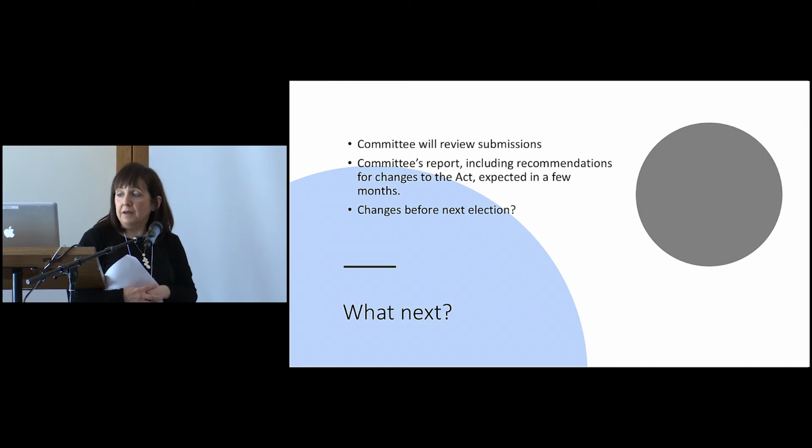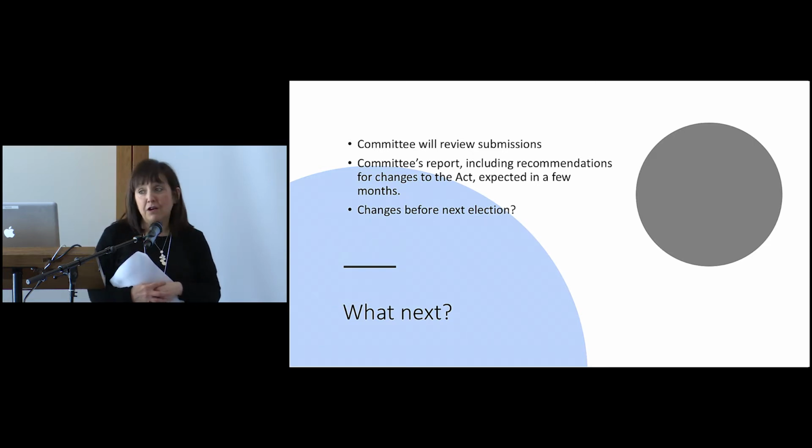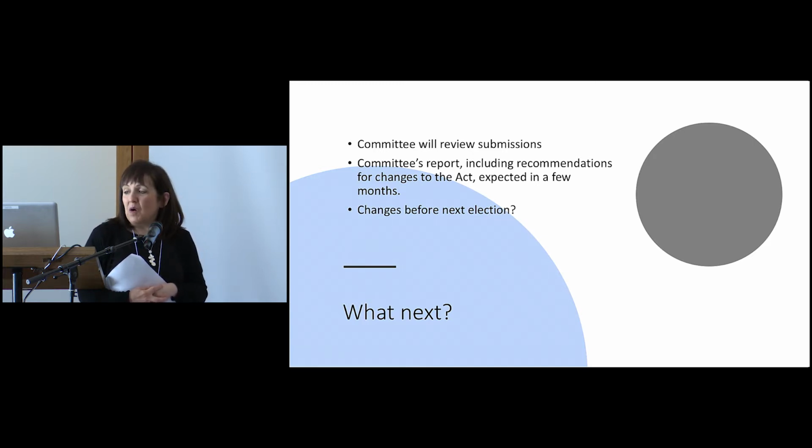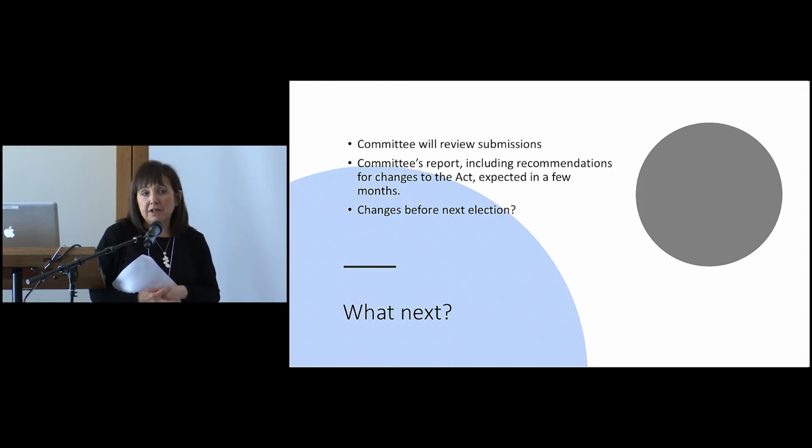And I think it's probably also realistic to expect that for a lot of the submissions they receive, they won't see their requested changes or recommendations reflected. In some cases, they're contradictory. So some people are going to be happy and some people not so happy. Will there be changes before the next election? Probably unlikely. Even if this report came out in March, with the election scheduled later this year, it's probably not realistic to expect that any kind of changes to the Copyright Act are going to happen before then.